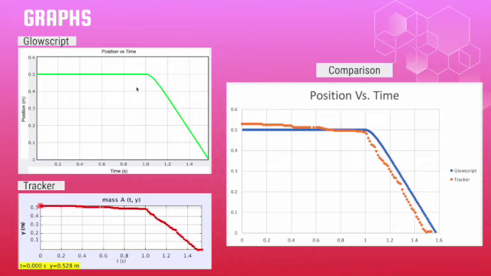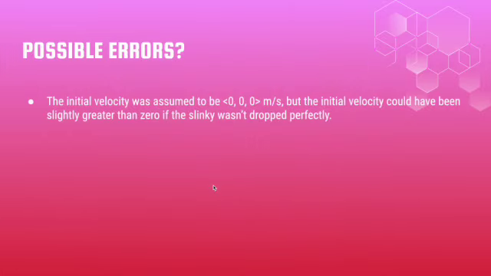Here's what all the graphs looked like. This is the position versus time in GlowScript. Here's the one from Tracker, and then here's a comparison. I put the GlowScript and the Tracker models into Excel. Possible errors: the initial velocity was assumed to be 0 meters per second, but the initial velocity could have been slightly greater than 0 if the slinky wasn't dropped perfectly by the man in the video. So it could have started with an initial negative velocity.